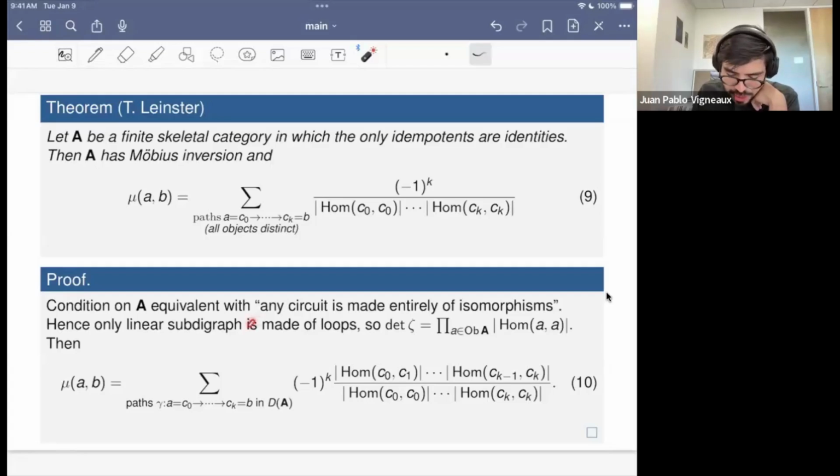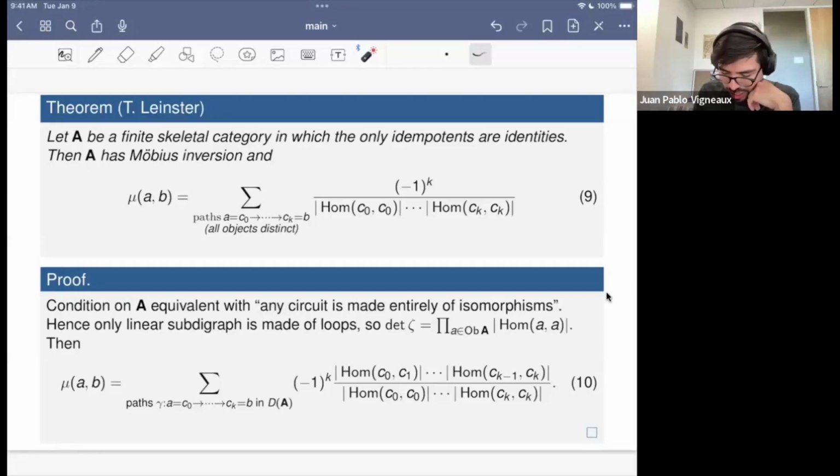So under this particular hypothesis, the description simplifies a lot, and you can compute the components of the inverse as a sum over paths, because every path determines a unique connection. It's an alternating sum. Here you have the weight of the connection. Here you have the weight of the unique linears of the graph, which is the determinant. Now, this is a sum in the associated graph. It's not a sum in the category.